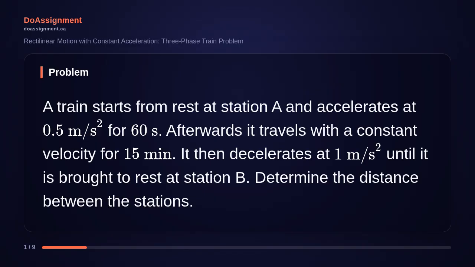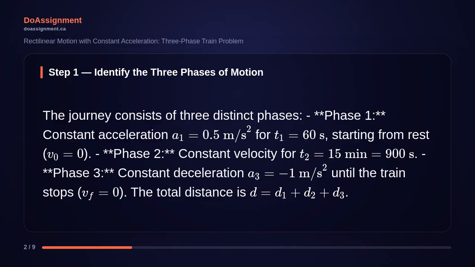Now, let us work through the solution step by step. The train's journey has 3 phases. First, it accelerates uniformly from rest, then it cruises at constant speed, and finally it decelerates to a stop. We will find the distance covered in each phase and add them up.